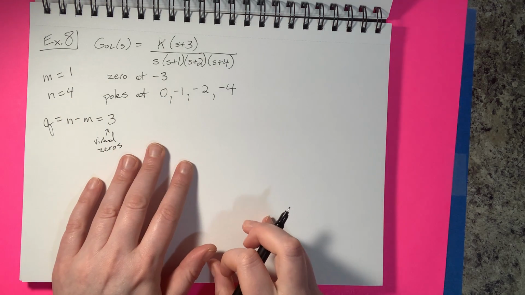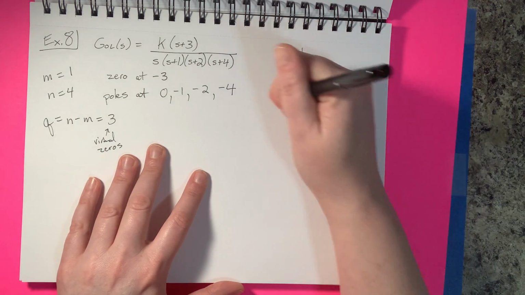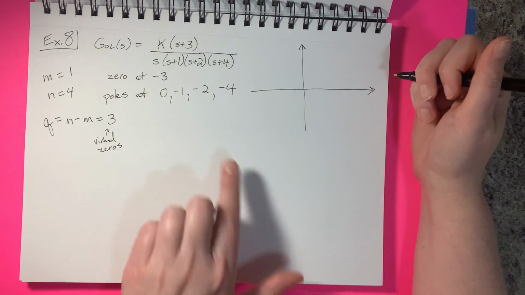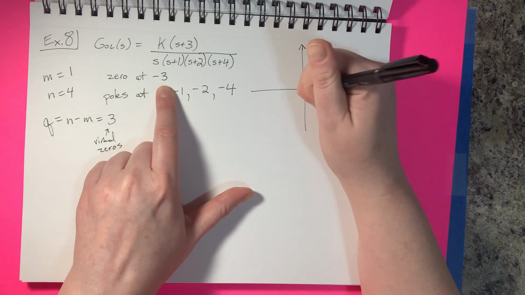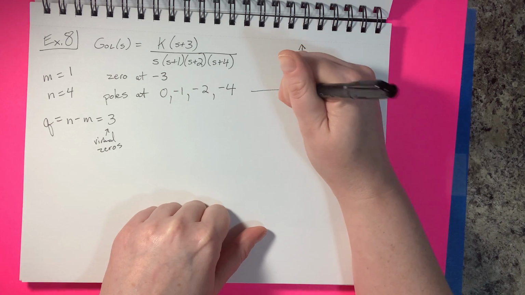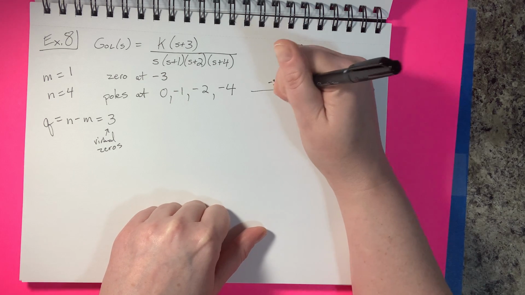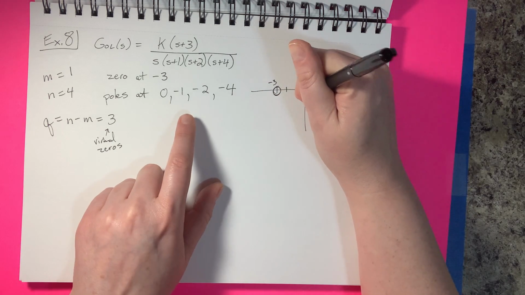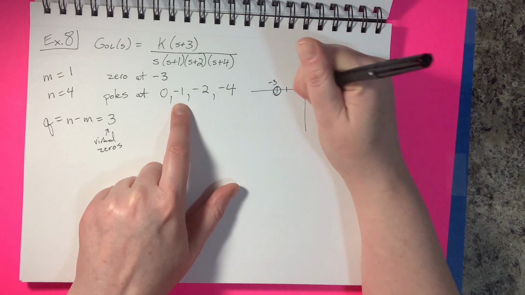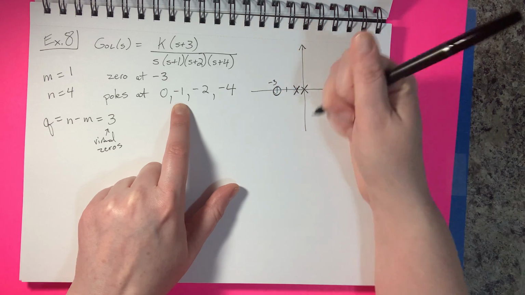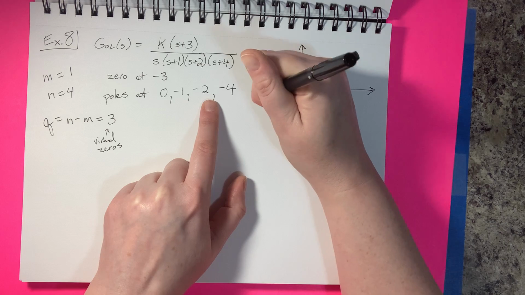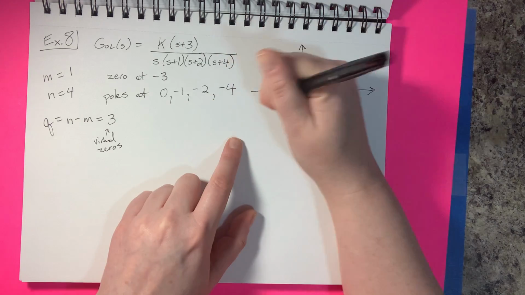Okay, so we'll start our plot, we'll mark our values, and then we'll assess from there. All right, so we have a 0 at negative 3. Let's take care of that first. 1, 2, 3, that's negative 3. Put our circle there. We have poles at 0, so an x here at 0, negative 1, so an x right here, negative 2 right here, and then also at negative 4.